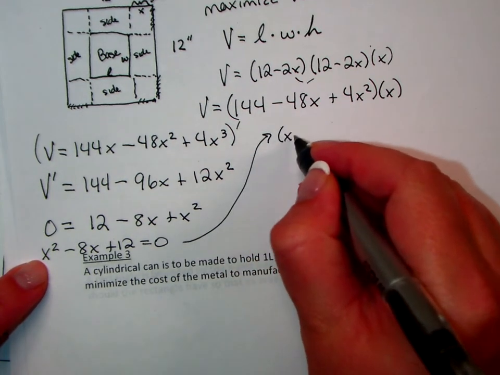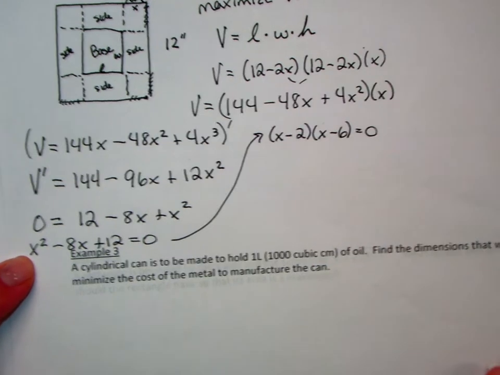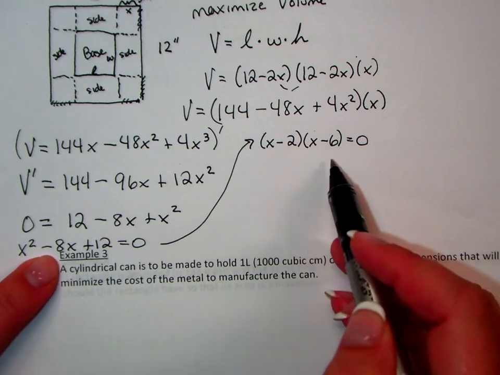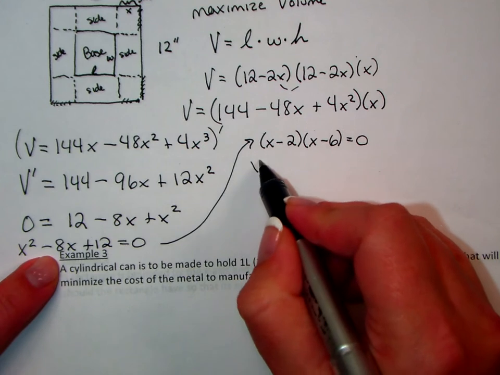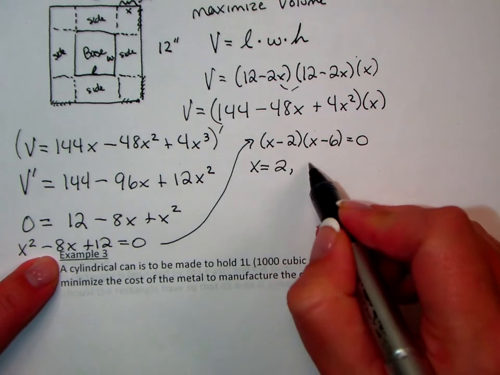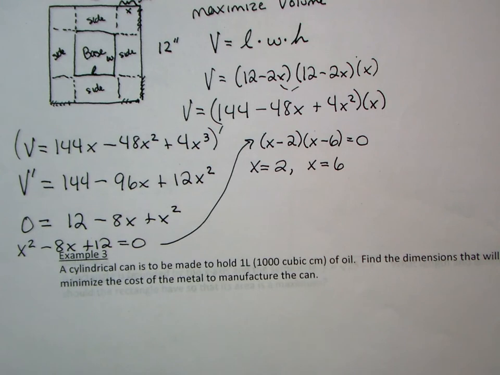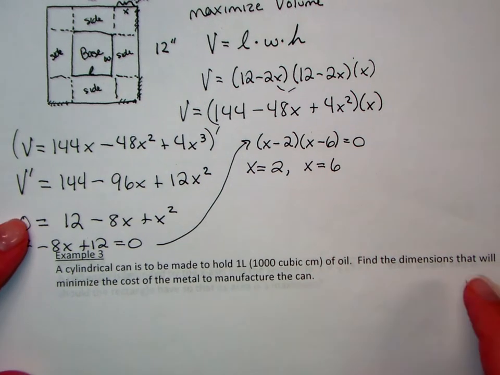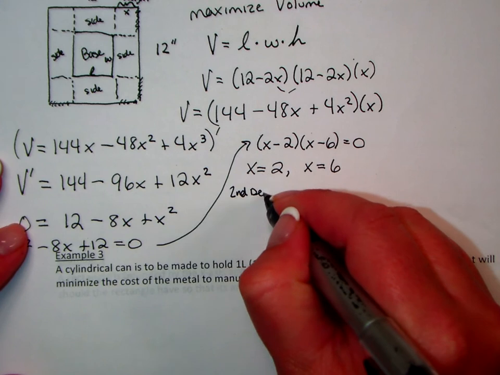How about negative 2 and negative 6? Minus 2x minus 6x is negative 8, and negative 2 times negative 6 is positive 12. Then I'm going to set each factor equal to 0, and I get two critical numbers: x equals 2 and x equals 6. One of them is going to be a maximum, and one of them is going to be a minimum. So I would like to do the second derivative test again. I'm going to box this off. Second derivative test.